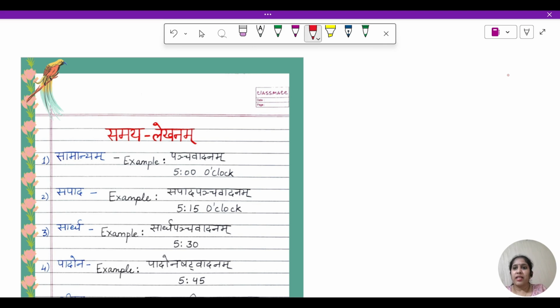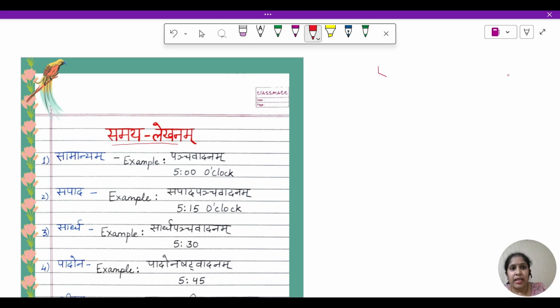So as you can see on my screen, today we are going to do one of the easiest topics in Sanskrit grammar, which is Samay Lekhanam. Samay means time. So today we will learn how to write time in Sanskrit, or how to say time in Sanskrit. For time, as we know in a clock, we have the numbers from 1 to 12. So first we should know how to write the numbers in Sanskrit from 1 to 12 so that we can start writing the time. I don't like my students sitting idle. Please bring your notebooks and start writing the numbers with me.